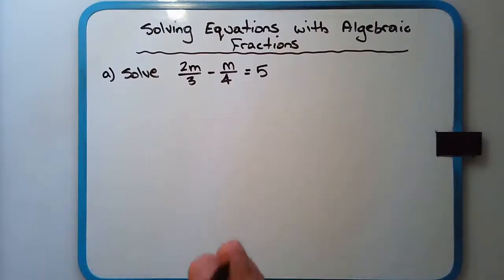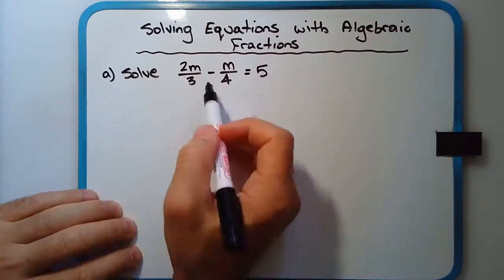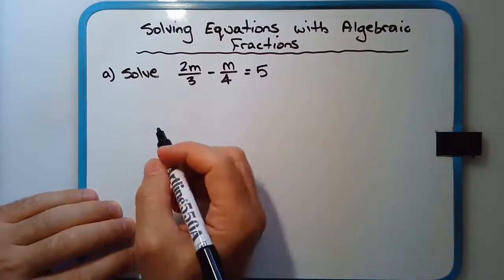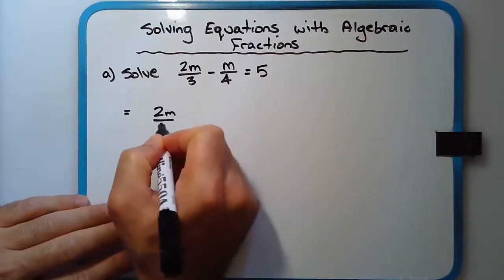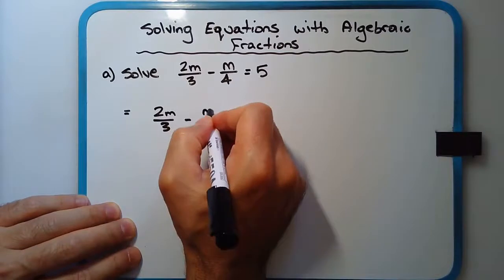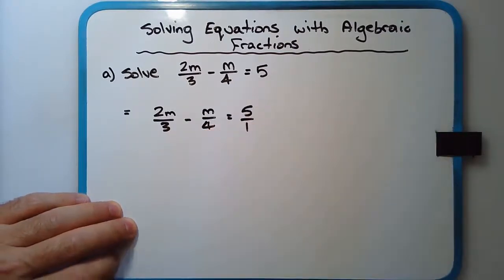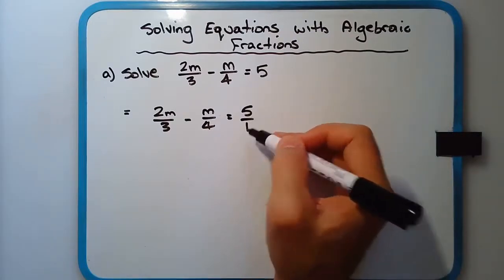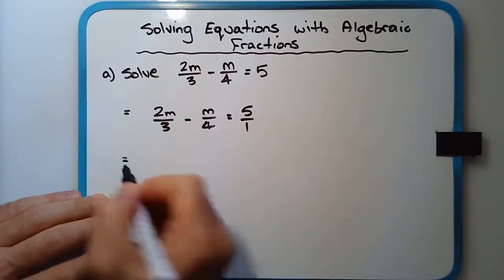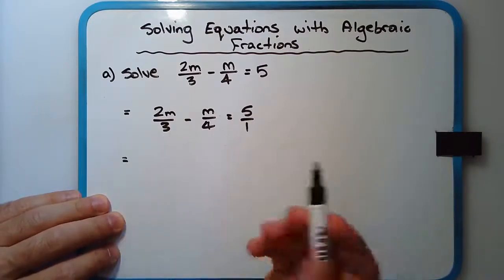Okay, so let's have a look at question A, which is solve 2m on 3 minus m on 4 equals 5. Now, the first thing I'm going to do is just rewrite this. There are shortcuts, of course, but I'm going to go through the motions of showing you basically every step. 5 can be expressed as a fraction, 5 over 1. Now, the lowest common multiple of 3, 4, and 1 would be 12.